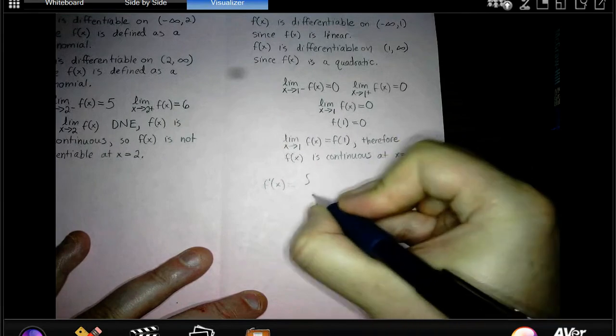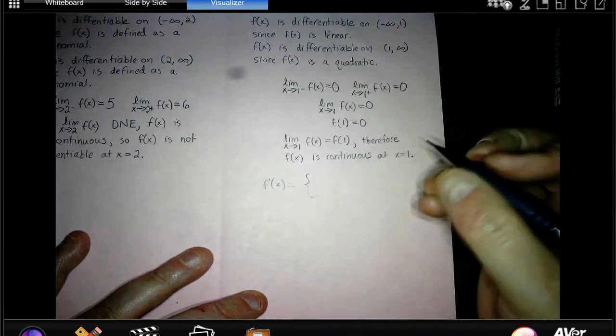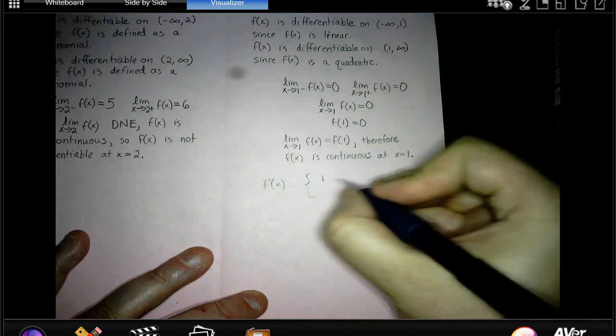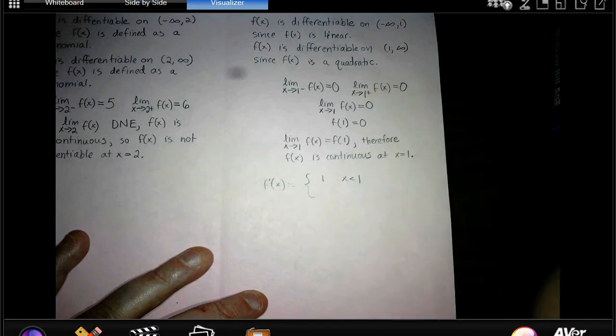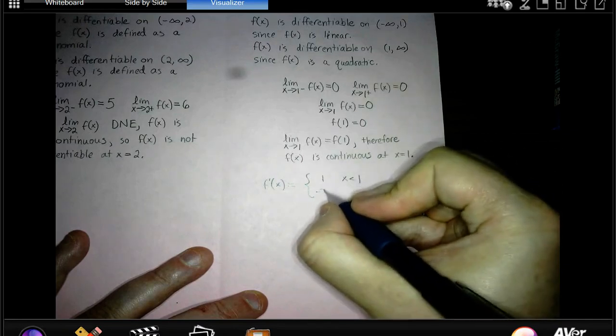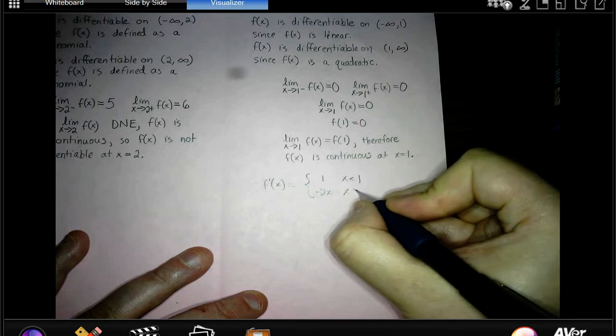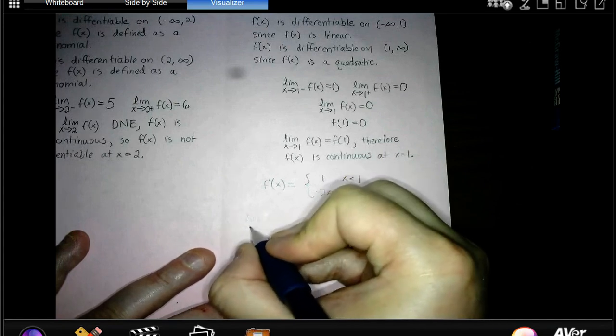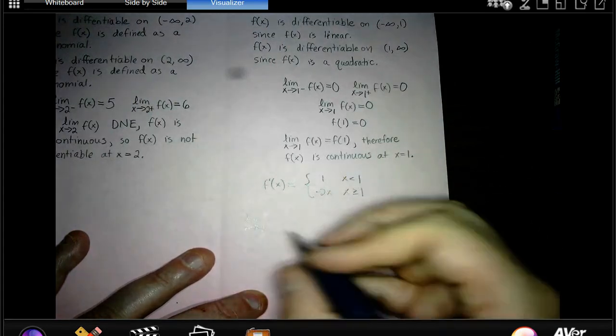We must satisfy the second part. Now, to satisfy the second part, the slopes must be the same. And remember, I've written here, if you haven't noticed, the notation f prime of x. So f prime of x is also a piecewise function. It has one piece when x is less than 1 and another piece when x is greater than or equal to 1.